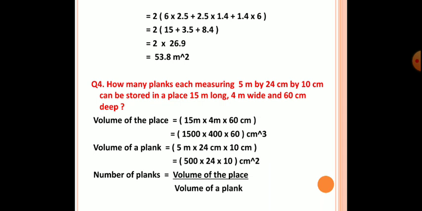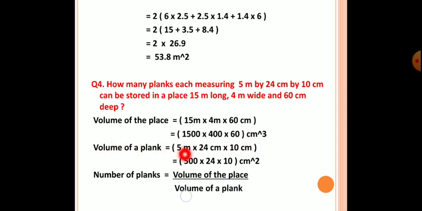that is in centimeters. Let us convert all the measurements in centimeters, so it will be easier for us to calculate. So volume of the place is equal to 15 meter into 4 meter into 60 centimeter. Converting 15 meter into centimeter is 15 into 100, so 1500, into 4 meter into 100, that is 400 centimeter, and this was already in centimeter, so into 60. So this is converted into centimeter cube.